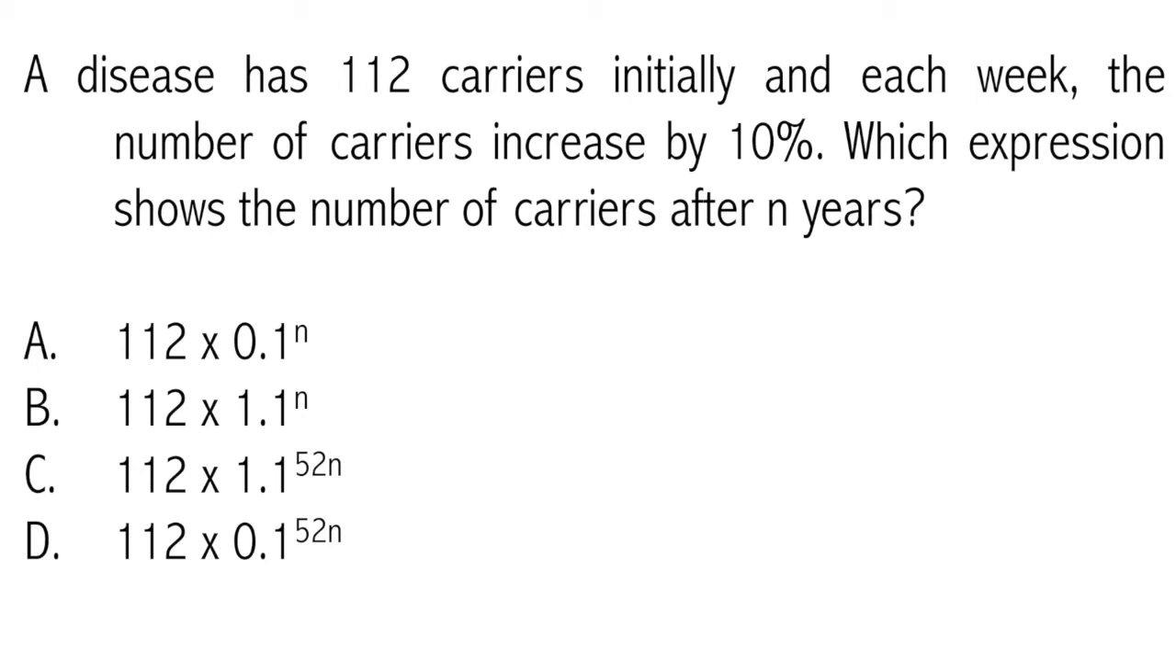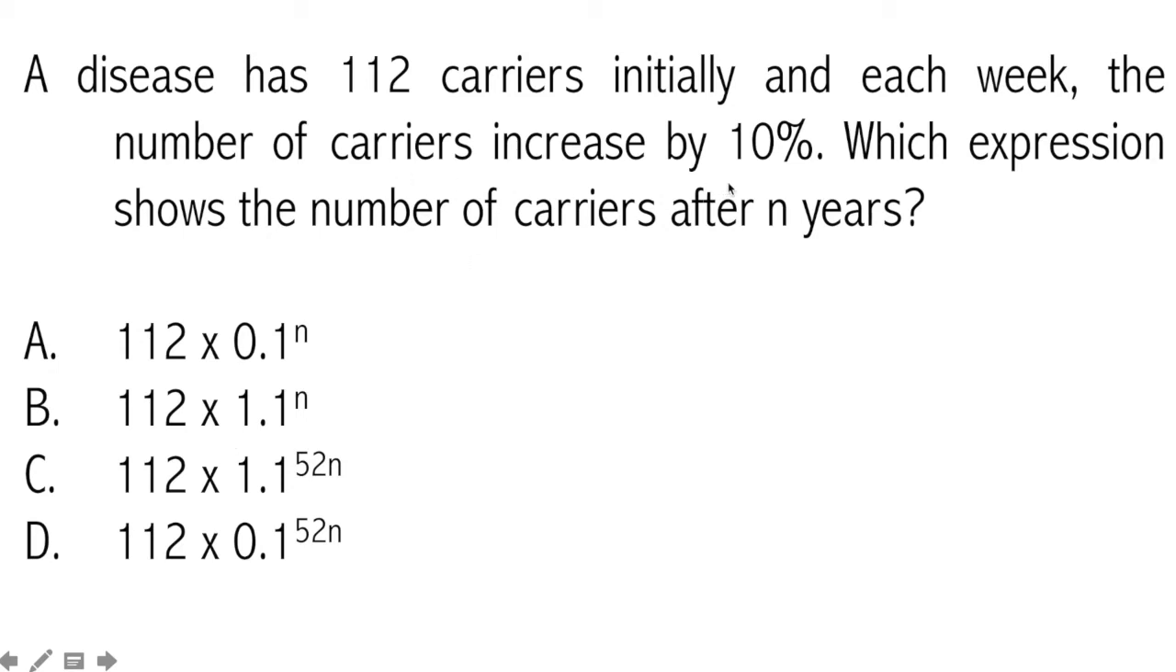One of the more challenging questions you can get for this is they might say something like: a disease has 112 carriers initially, and each week the number of carriers increases by 10%. What is the number of carriers of the disease after n years? One thing you want to check is they've given you A very clearly in this word problem. It is 112. So you remove any option that does not have 112 as A. All of them do have that, so we move on to the next hint.